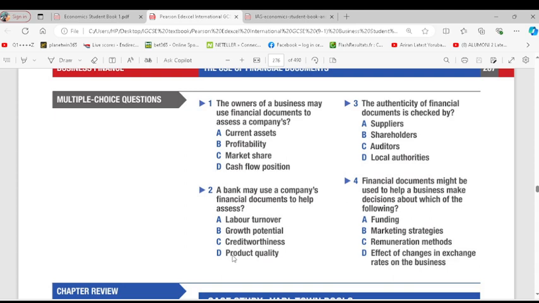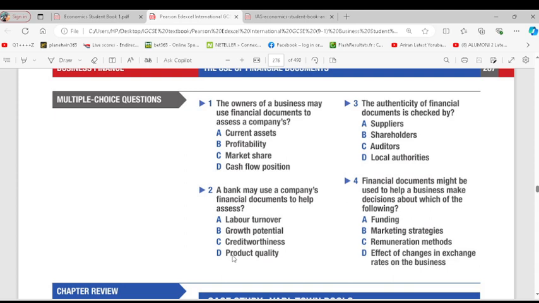Question 1. The owners of a business may use financial documents to assess a company's. What's assess? To measure. To measure the company's: A. Current assets. B. Profitability. C. Market share. D. Cash flow position.